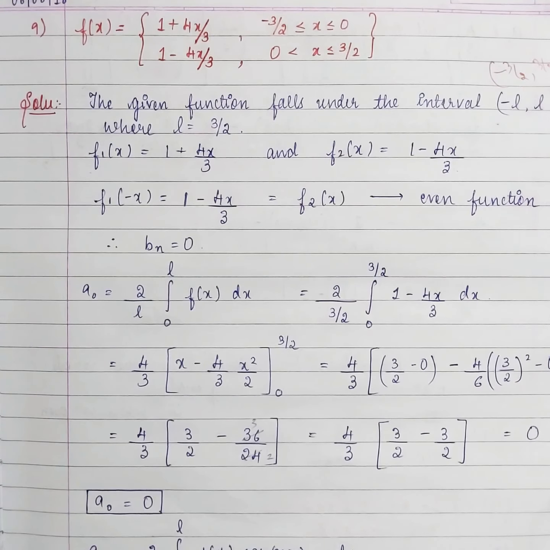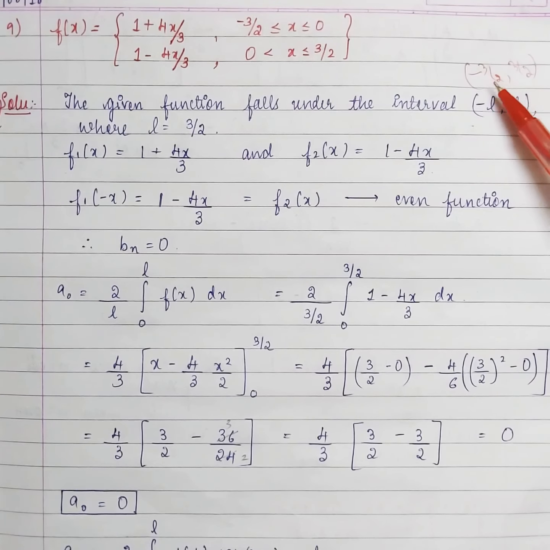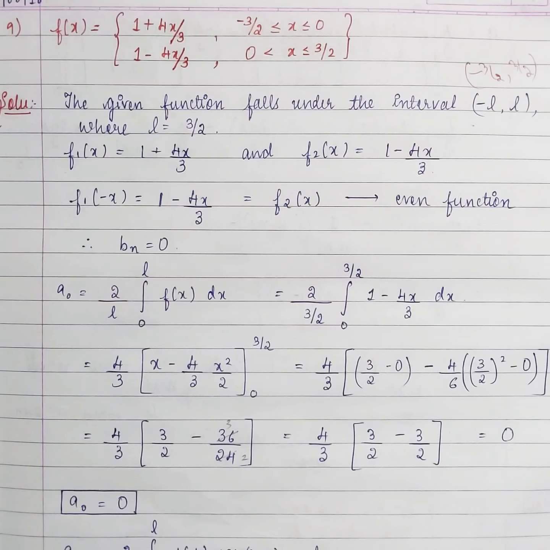Okay. So yes, you can see minus L comma L. So it's the same as the first value I have written, minus 3 by 2 comma 3 by 2. So what is L here? 3 by 2. So we got a fraction here. We have to be very careful in integration and applying the limits also. So we got L as 3 by 2.